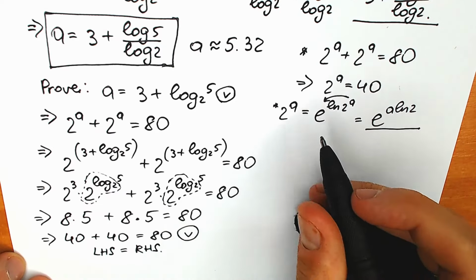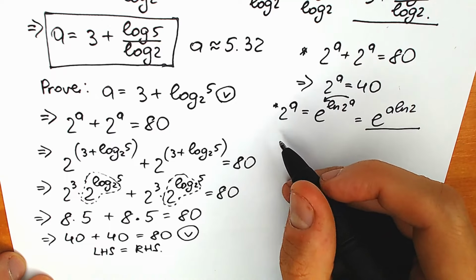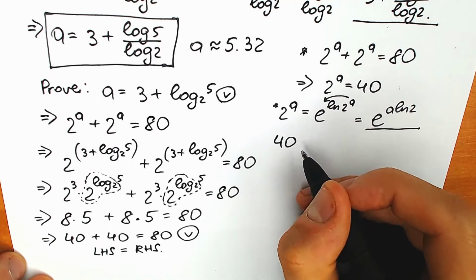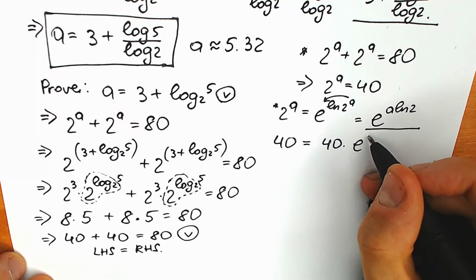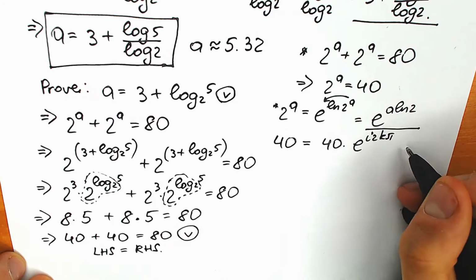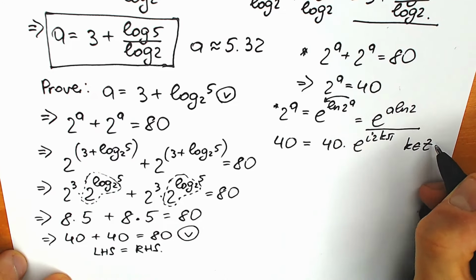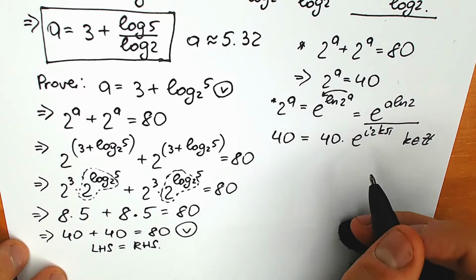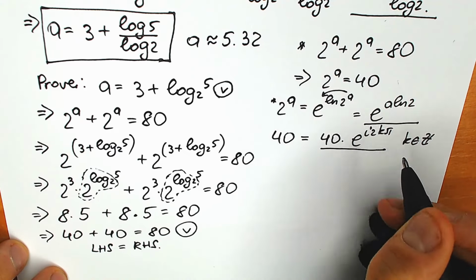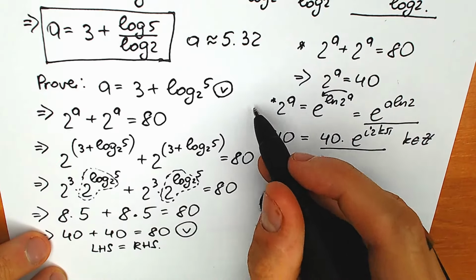Instead of this 40, this is a constant, but in terms of our identity, in terms of complex numbers, 40 can be written as 40 times e to the power i 2k pi. And of course, we are talking about k from the set of integers. And right now, instead of 40, we're going to plug in this expression. Instead of 2 to the a, we're going to plug in this one.